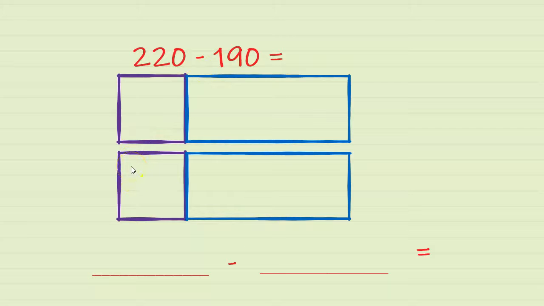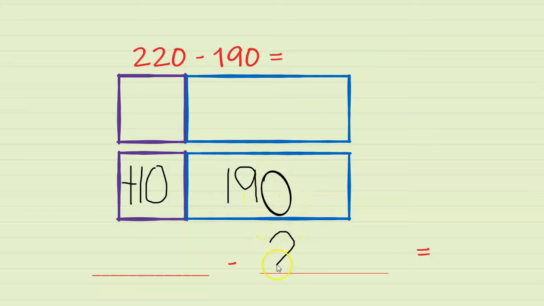It really doesn't matter, I guess, which tape diagram you put on. I tend to put the first part of the problem on the top and the second part of the problem on the bottom. So if I add 10 to 190, I'm going to get 200, aren't I? 190 plus 10 is 200. So using the tape diagram method, I have to do the same thing to the other side.